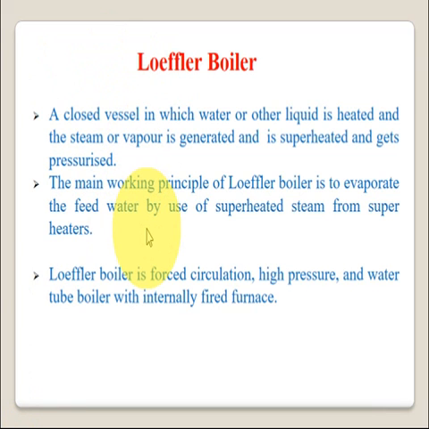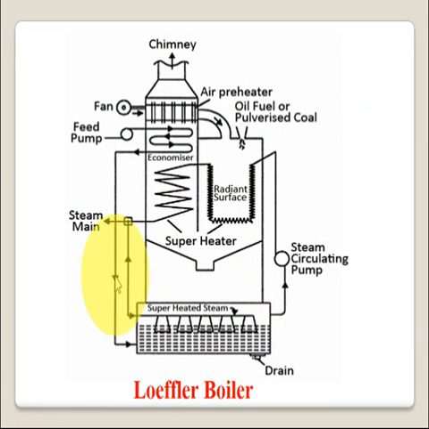Now the third high pressure boiler is the Loeffler boiler. A Loeffler boiler is a closed vessel in which water or other liquid is heated and the steam or vapor is generated, superheated and pressurized. The main working principle of the Loeffler boiler is to evaporate the feed water by use of superheated steam from a superheater. The Loeffler boiler is of forced circulation type. It is a high pressure, water tube boiler with an internally fired furnace. So this is the typical arrangement of the Loeffler boiler.